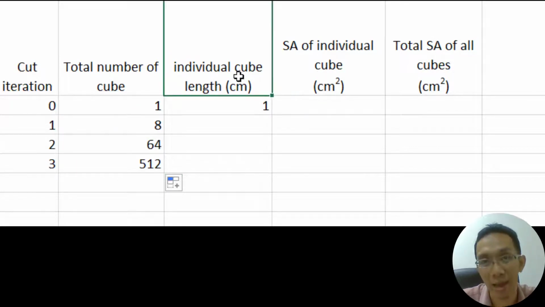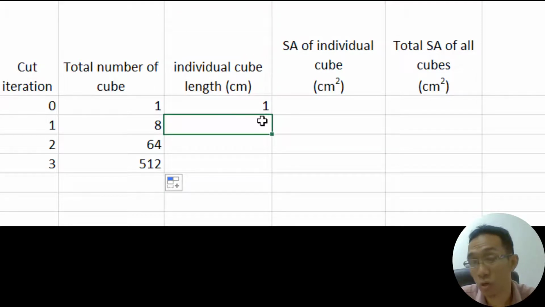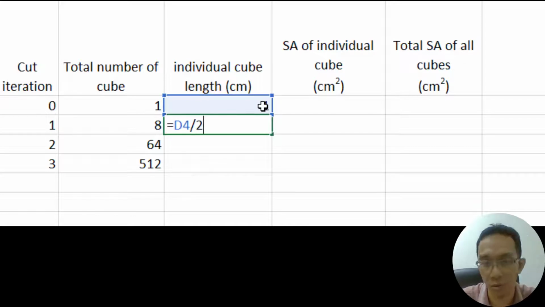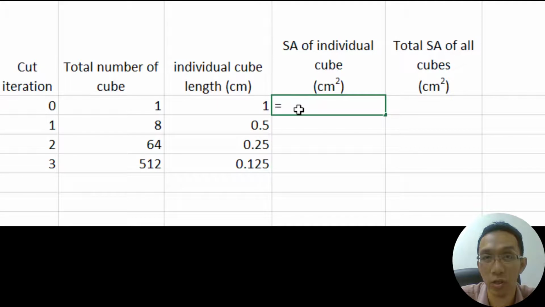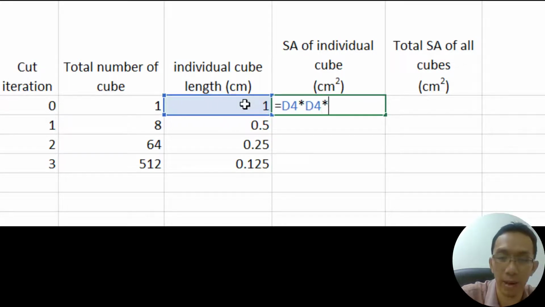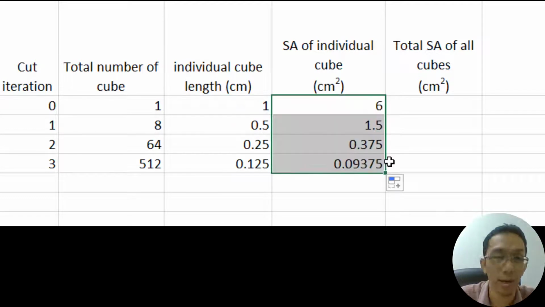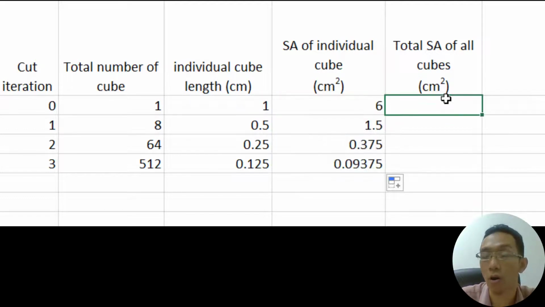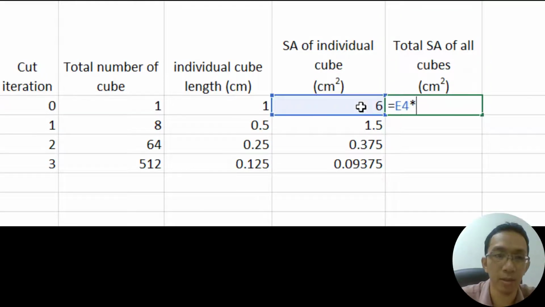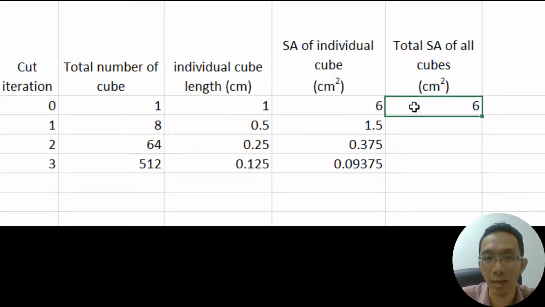And for individual cube lengths, we know that after each cut the length will be half. So after this we get 0.5, and 0.5 is basically this one divided by 2. So you get 0.5, and then you can drag it down for your calculation. Surface area for an individual cube will be this individual cube length multiplied by itself and then multiplied by 6. So you get 6 there, and then you drag it down. Total surface area of all cubes is this individual cube surface area multiplied by the total number of cubes. So it's simply 6 times whatever is here. So you get that, and then you can drag it down.